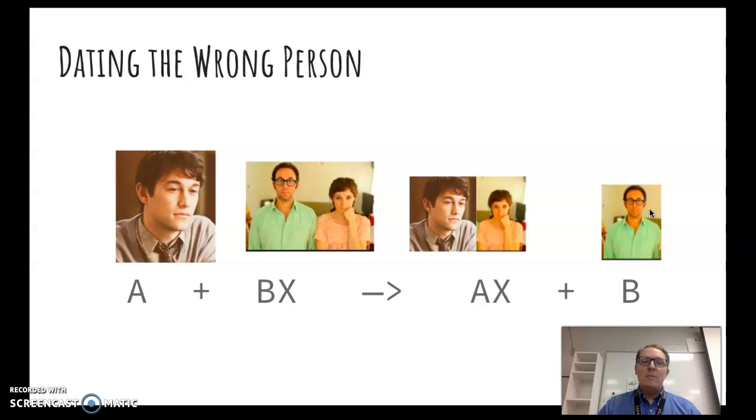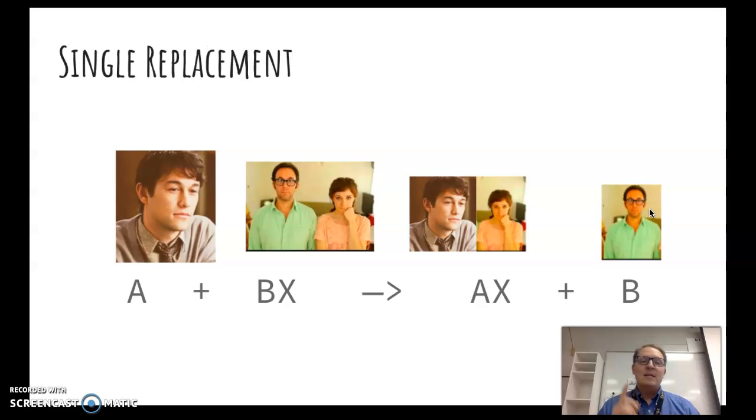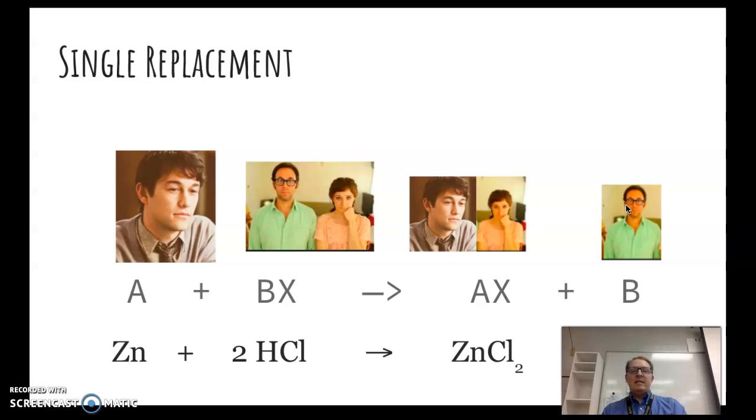This is the dating the wrong person scenario, and we call this single replacement. A starts off single, and after the reaction, it's bonded with something else, right? It's how it should be. And the B and the X that were together, they were broken up, and B is left all by itself. We call this single replacement, all right? Here's an example of it down here below.